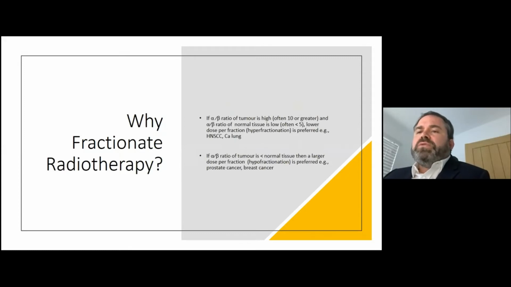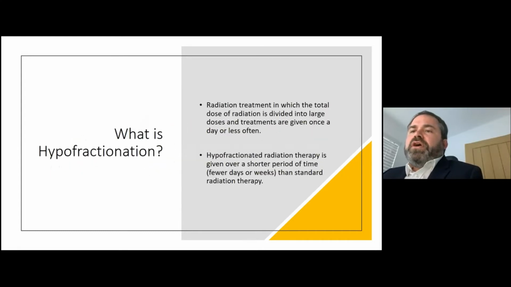We often refer to something called the alpha-beta ratio of tumor, and we attribute different values to different tumors. For certain tumors, the alpha-beta ratio is high, for instance head and neck squamous cancer or small cell lung cancer. In other tumors, it's lower, such as prostate cancer and breast cancer. Where you have a lower alpha-beta ratio, like normal tissue, there seems to be a benefit from hypofractionating, giving a larger dose per fraction. Next slide, please. Hypofractionation is dividing the treatment into larger doses per day, which again is normally given once a day or less often. It's typically given over a shorter period of time, which means fewer days or weeks than standard radiation therapy. Next slide.